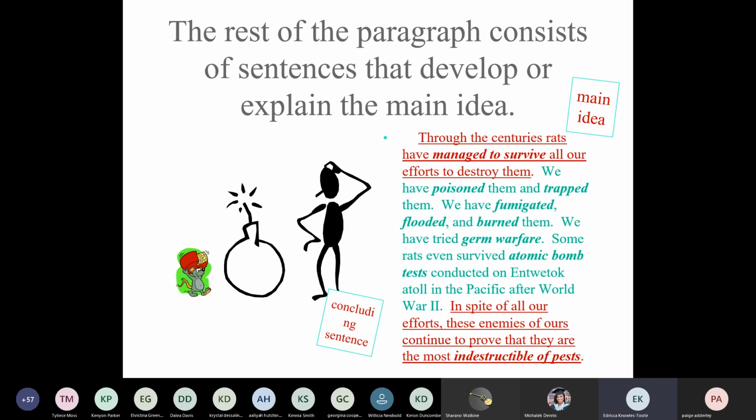Okay, they're saying in conclusion. The conclusion, the closing sentence. So yes, this would be the concluding sentence of this paragraph. Okay, so yes, you guys are on the right track. Good job. So we have the main idea and we have the concluding sentence. Okay, so the main idea is telling you exactly what this paragraph is going to be about, right?